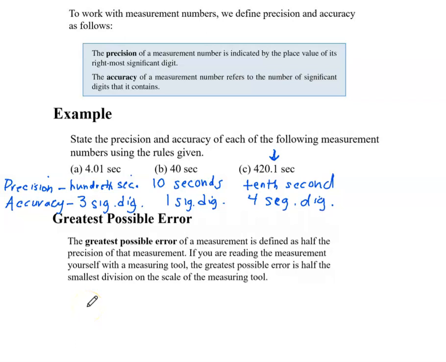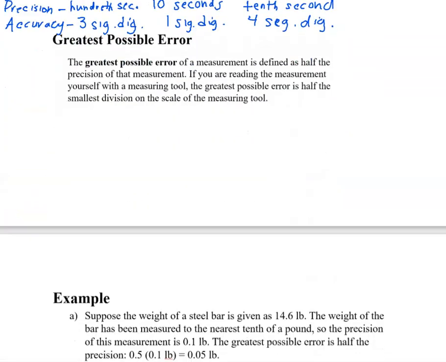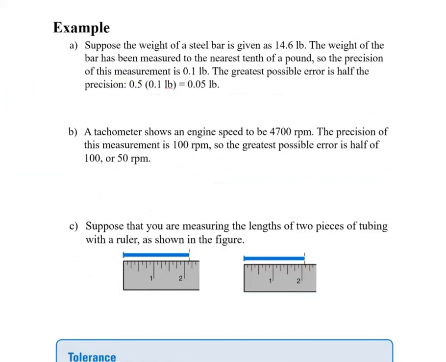We talk about the greatest possible error of a measurement. It is defined as half the precision of that measurement. If you are reading the measurement yourself with a measuring tool, the greatest possible error is half the smallest division on the scale of the measuring tool. Here's some examples of that.